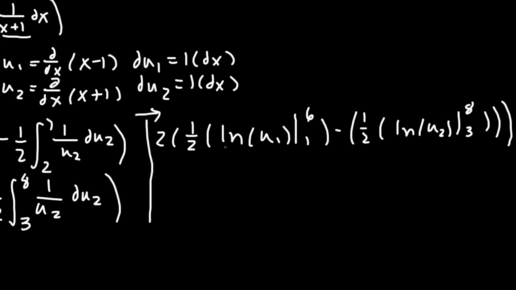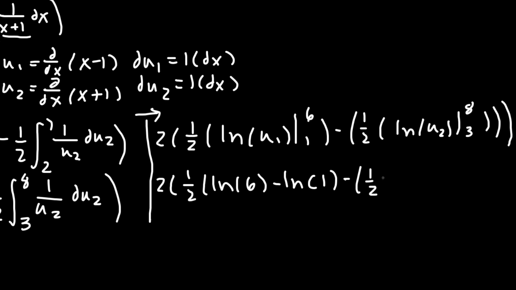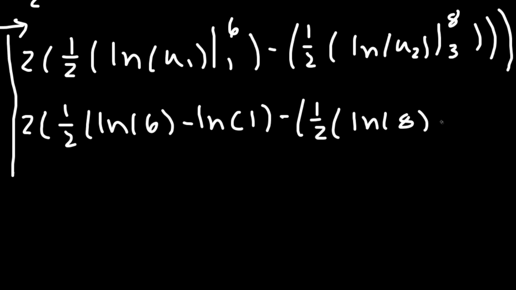Okay, so just like we would evaluate any other integral using the fundamental theorem of calculus, we now need to really look at those bounds and think about what the sum of all of the area underneath the curve from 1 to 6 and 3 to 8 is. So we're going to say that this is 2 times 1/2 times the natural log of 6 minus the natural log of 1, minus 1/2 times the natural log of 8 minus the natural log of 3.